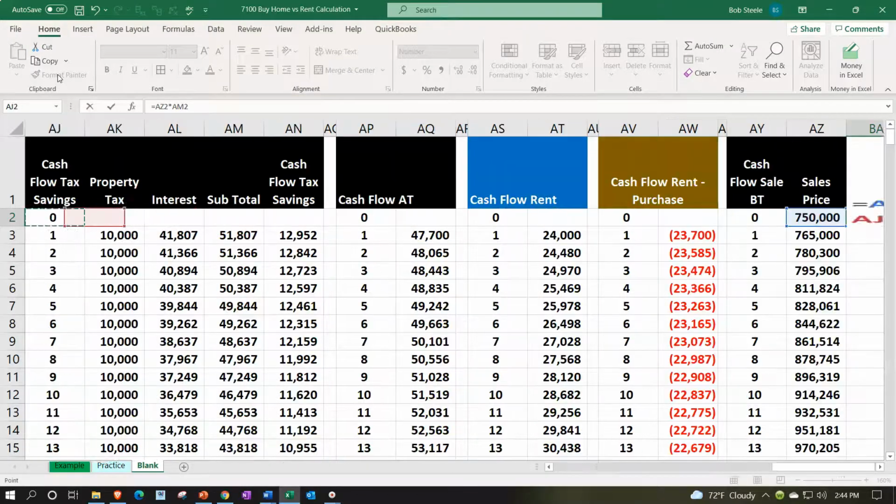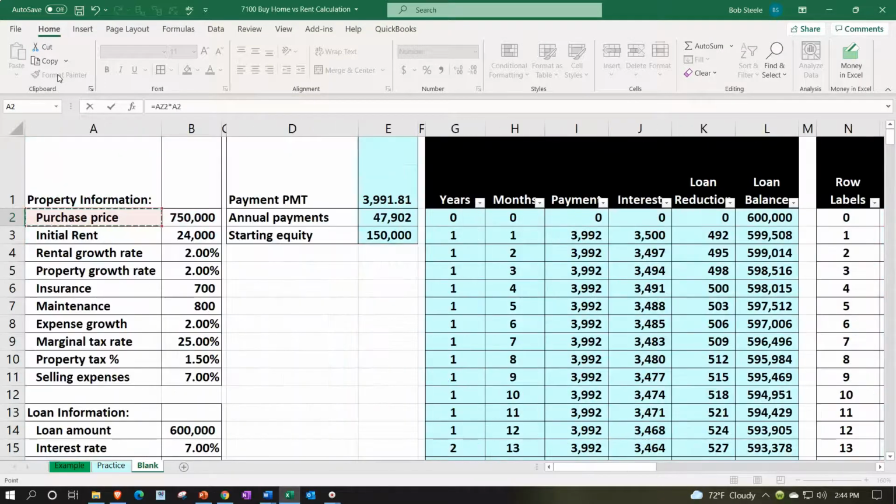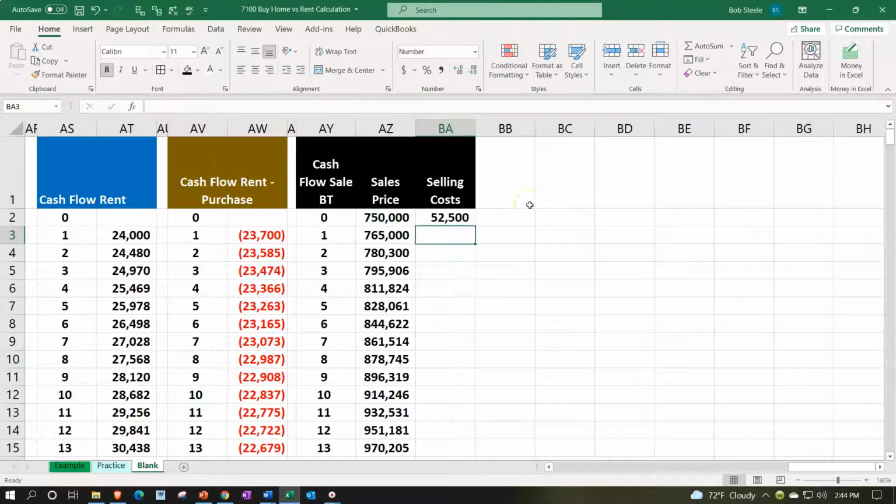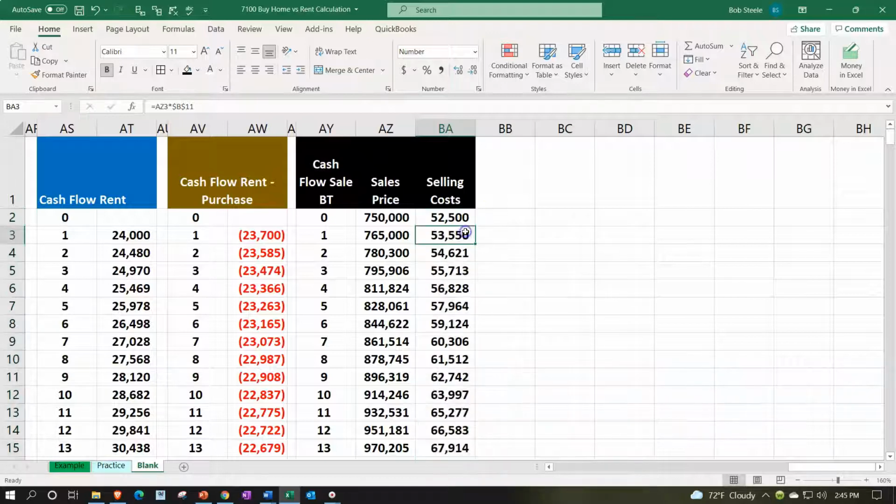Now we obviously wouldn't sell it in year 0, but if we did, we're going to say that the selling costs we said were 7%, like the closing costs and so on, to sell the property. F4 on the keyboard, $ before the B and the 7. So it would cost us then 52.5. We're going to then copy that on down. We're assuming that's the cost that we would need to put in order to realize the property as a percentage of the sales price as it goes up.